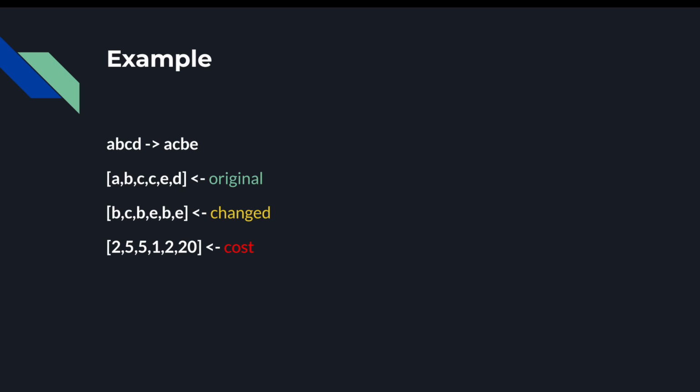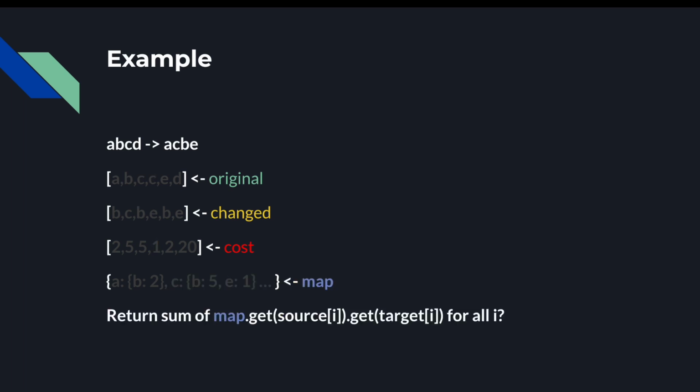Now, initially we might think that we'll have a dictionary that maps original of I to changed of I, along with the minimum cost of changing original I to changed I. So for example, we might have A mapped to B with 2, because the cost of transitioning from A to B is 2. Then we might also have C mapped to B with 5 and E with 1, because C can transition to B with cost 5 and to E with cost 1. And then we might try iterating through our source word and just choosing the minimum original I to changed I that we can find for each index.